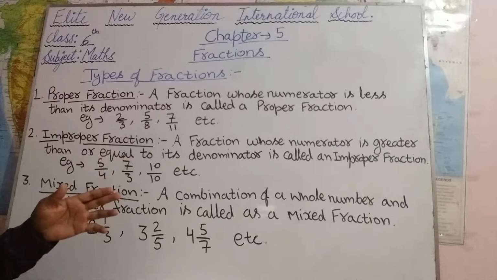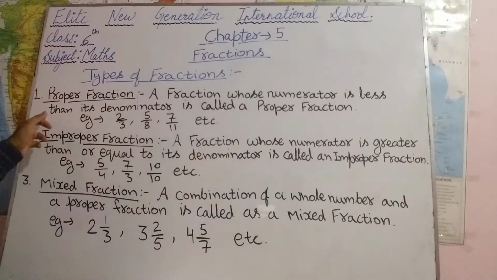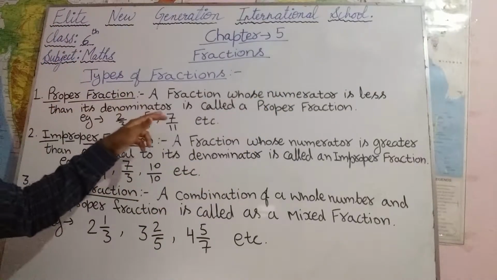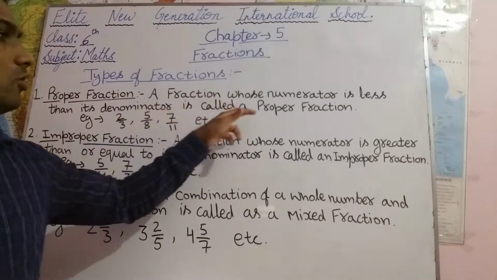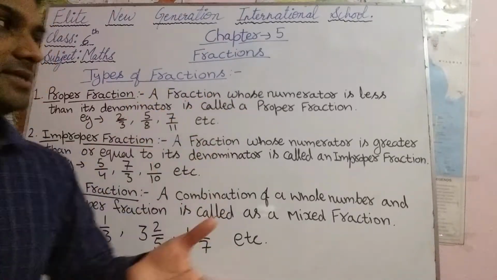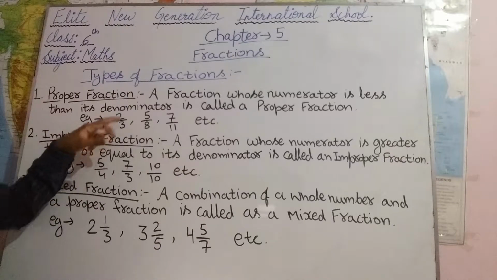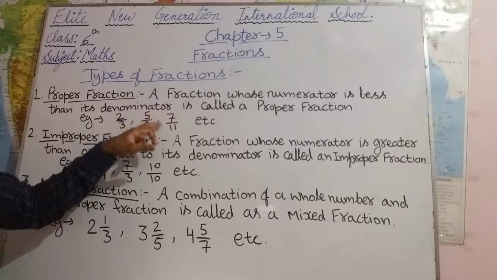So what is a proper fraction? A fraction whose numerator is less than its denominator is called a proper fraction. That means a fraction whose numerator is less than its denominator is called a proper fraction. For example, 2 upon 3, 5 upon 8, 7 upon 11.